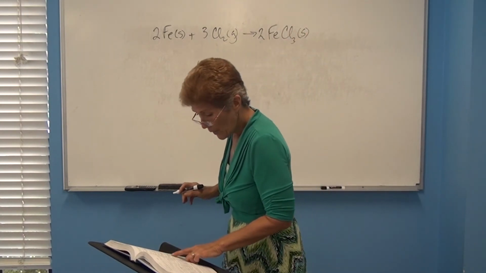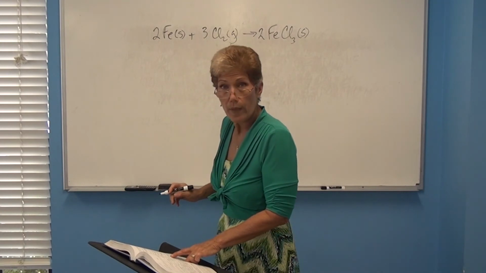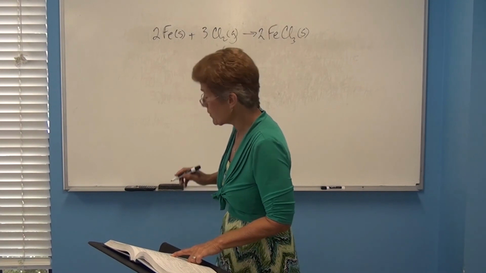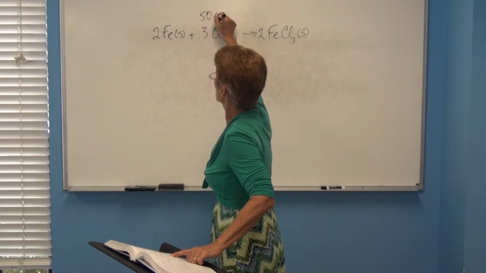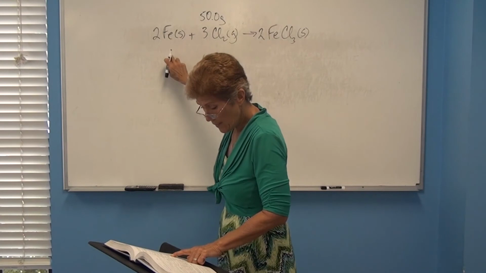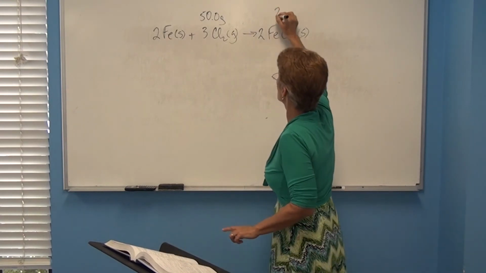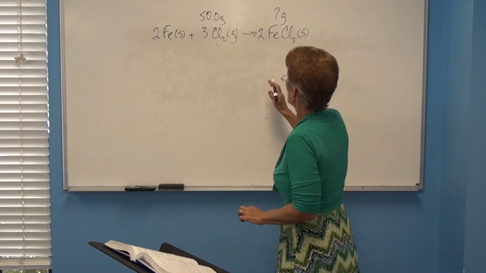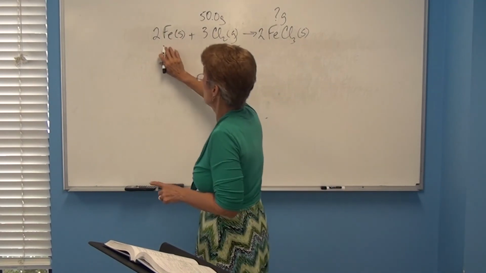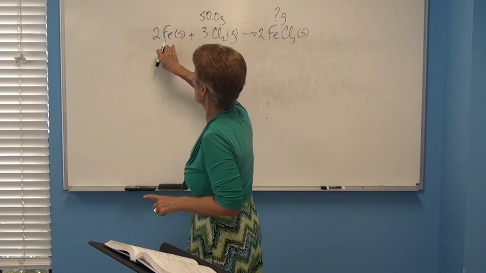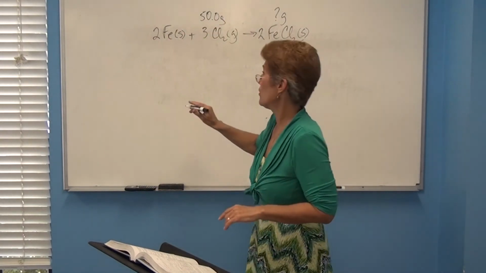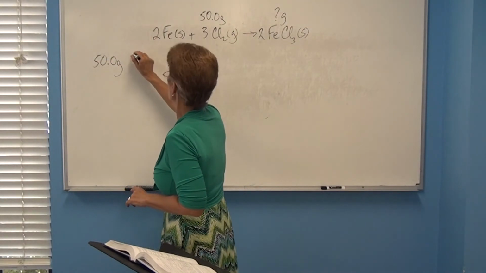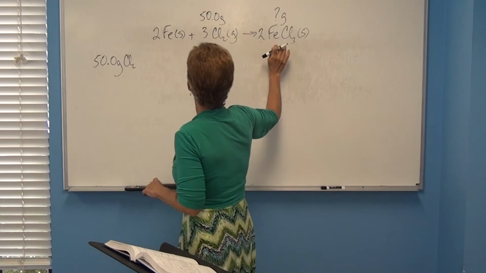There's our problem. And we are given, he adds 50 grams of chlorine to excess iron. How many grams of this will he make? Let's start there. And then we're going to figure out how many grams of iron he actually used. But let's start there because I don't want too many question marks here. So we're going to start where the numbers are, and we're going to drive to where our question mark is.